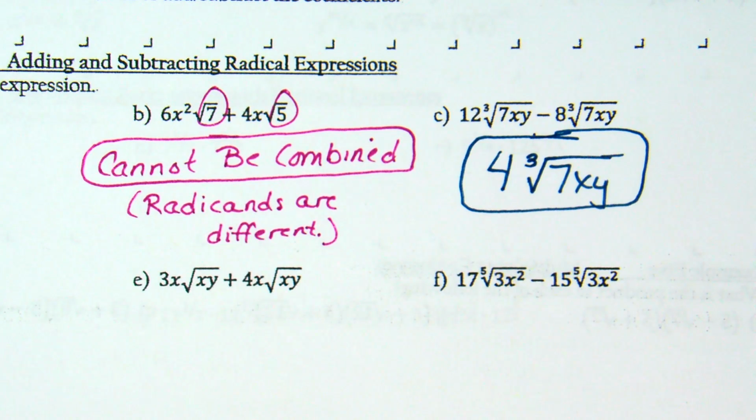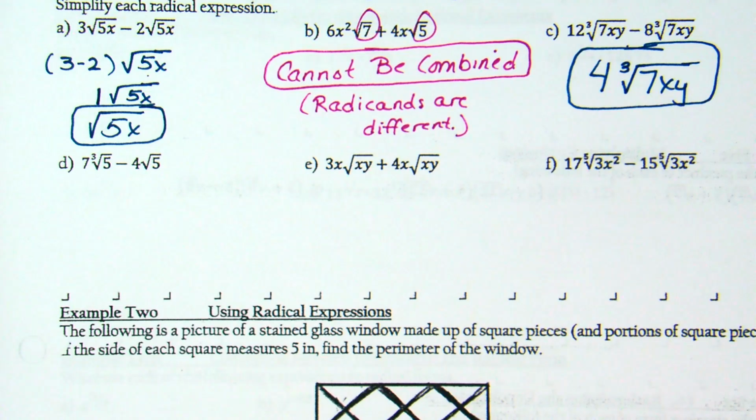Okay, easy stuff right here, so nothing too crazy. Let's go look at the second row. Let me know if you have questions as we go. D, 7 cube root of 5 minus 4 square root of 5.